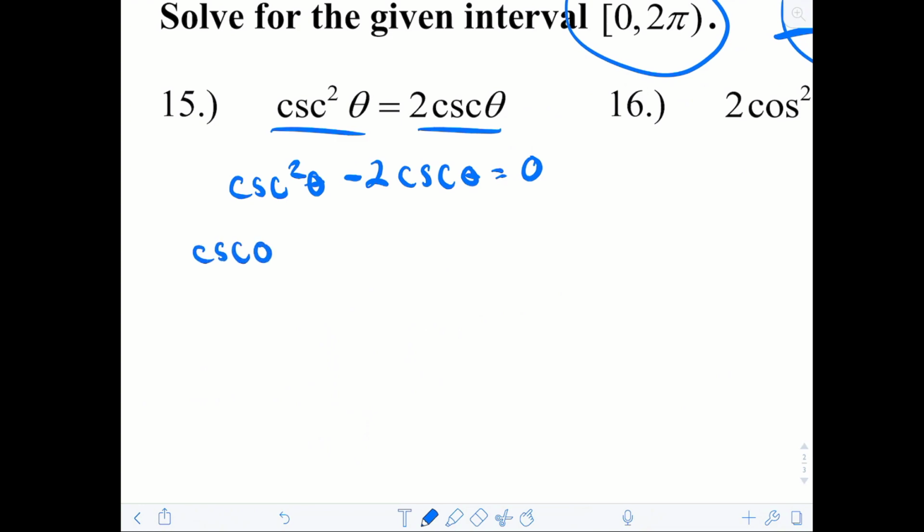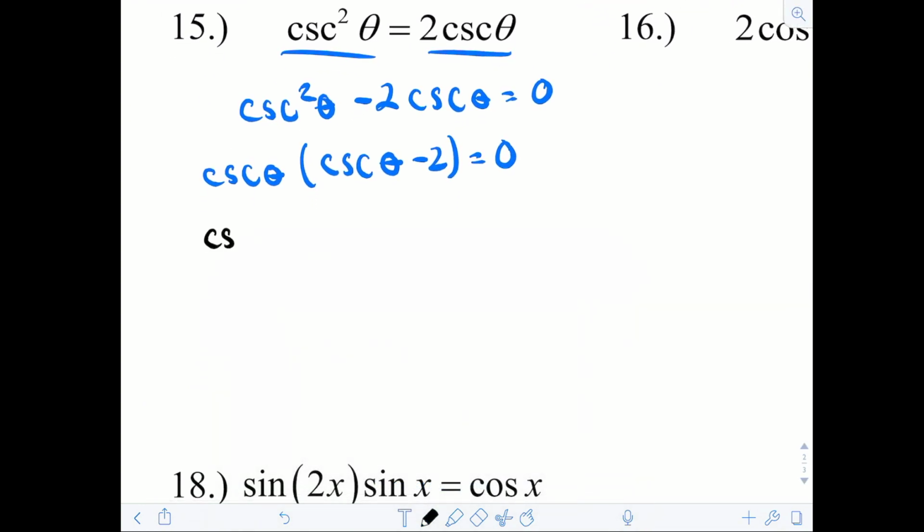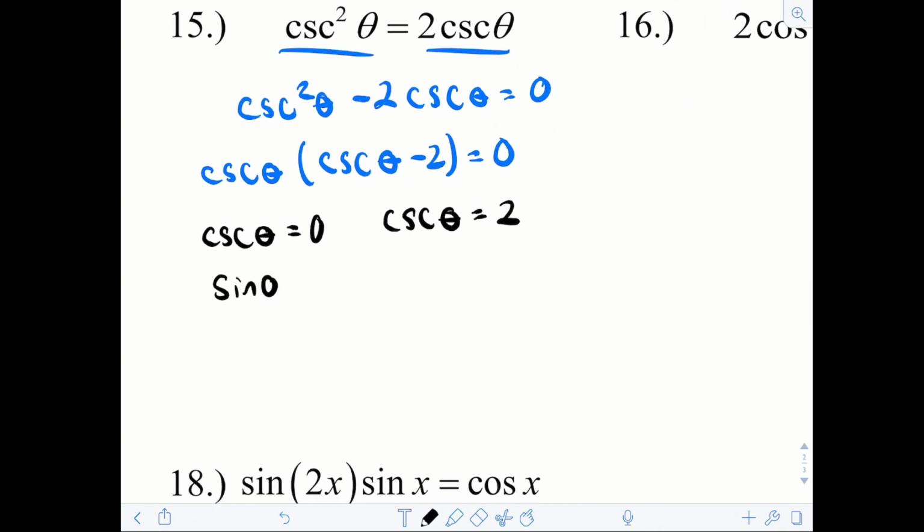I'm going to factor out a cosecant, and so I'm left with cosecant of theta minus 2 is equal to 0, and then I have my two values. So cosecant of theta is equal to 0, and cosecant of theta is equal to 2. Now, I don't like dealing with things in terms of cosecant, right? It doesn't make sense to me. So I'm going to convert to sine. To change it over to sine, I just do the reciprocal of the other thing. Well, the reciprocal of 0 is 0 over 1, which gives 1 divided by 0, which is undefined.